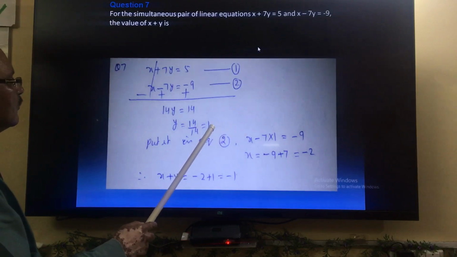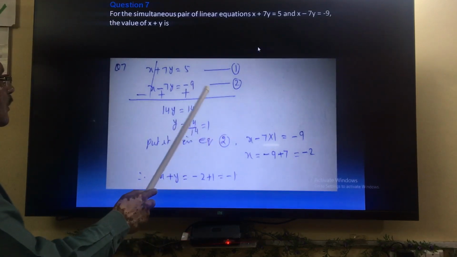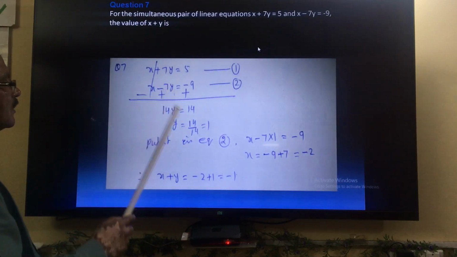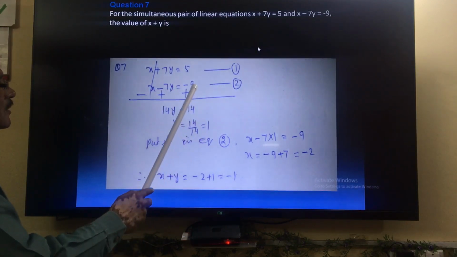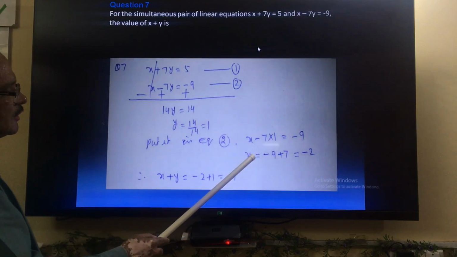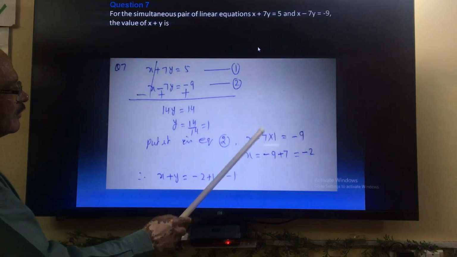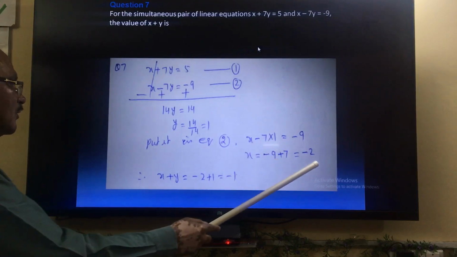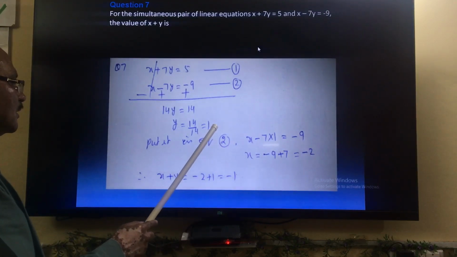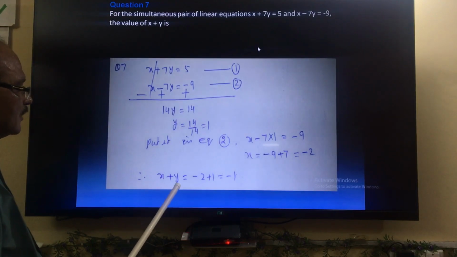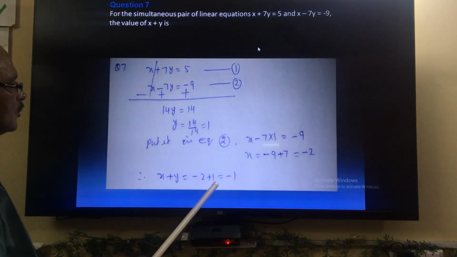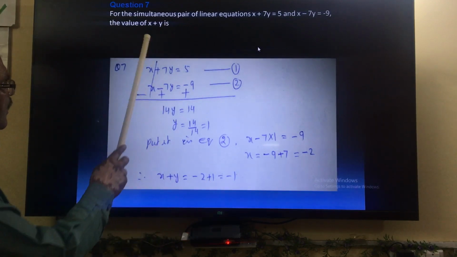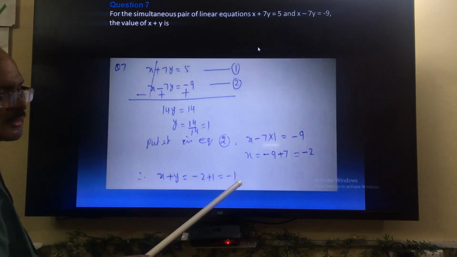So we got y as 1 and this value we will put in equation number 2. So we will get x minus 7 into 1, since y is equal to 1, is equal to -9. So x is equal to -9, this 7 will go to that side, so plus 7, this will give you -2. So we got the value of x is equal to -2 and y is equal to 1. So x plus y, x means -2 and y is plus 1, this will give us -1. So the value of x plus y will be equal to -1.